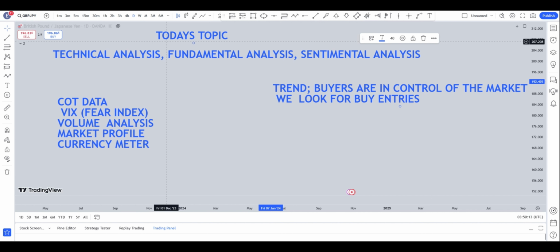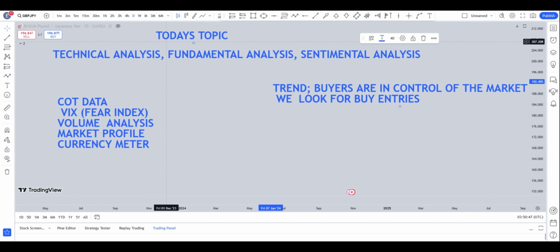Now, we also have another form of sentimental analysis whereby we look for what we call contrarian. That is where we look for a contrary approach to what the market is showing us. For example, we know that there is a bullish trend, but if you are using a contrarian approach, instead of looking for a buy, you look for a sell. So you can call it the opposite approach. These were used by big traders to manipulate the market a lot.